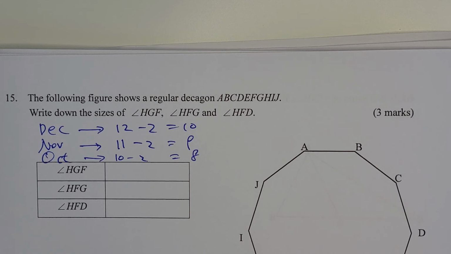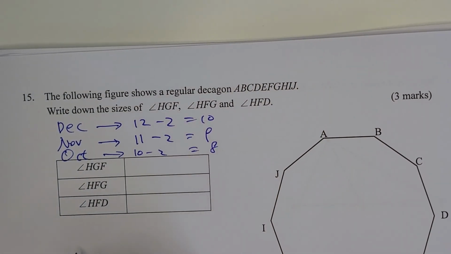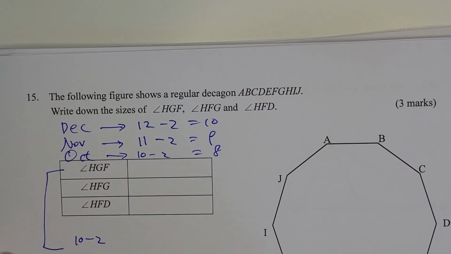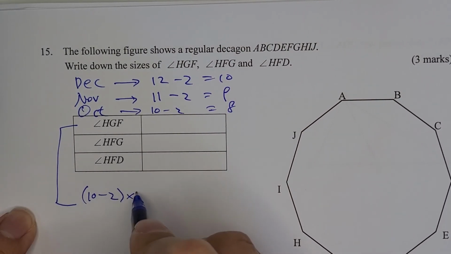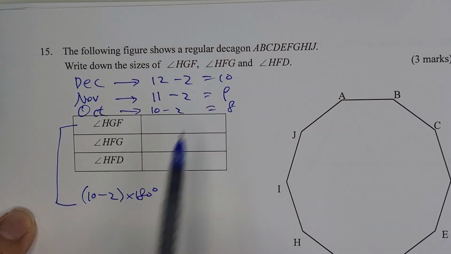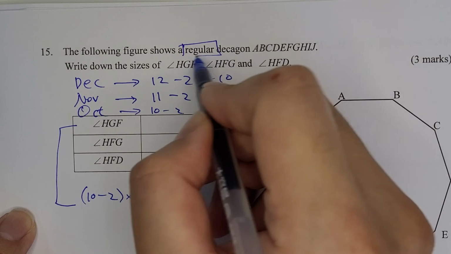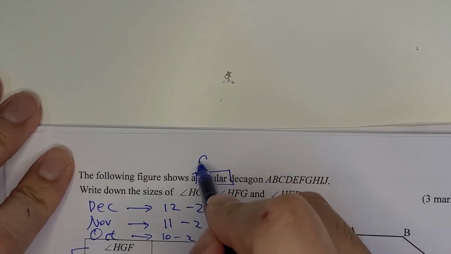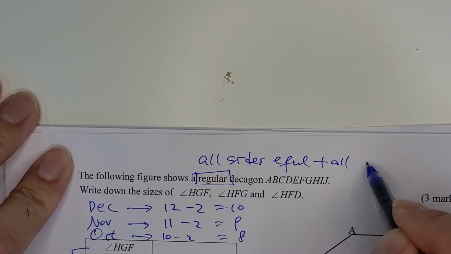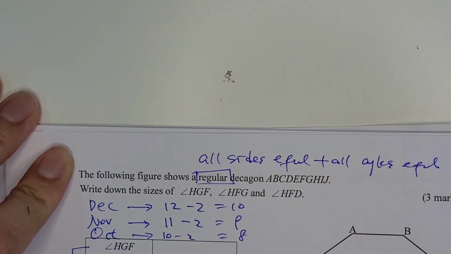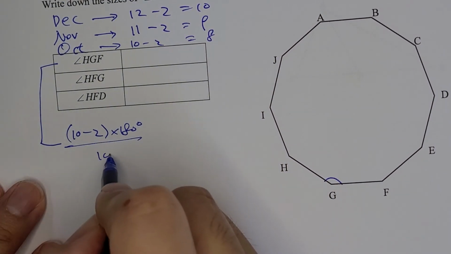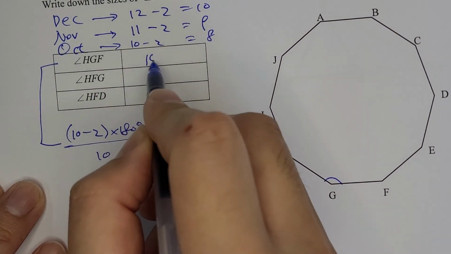You need to find the size of HGF. So HGF is quite straightforward. That is 10 minus 2 times 180 degrees. That is the sum of all interior angles in a 10 side polygon, right? But there's another keyword, regular. That means all sides equal and all angles equal. So you just need to find the sum of all these 10 angles divided by 10. So you get 144 degrees.